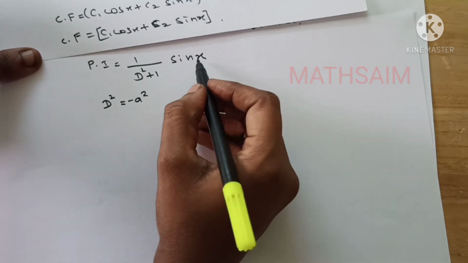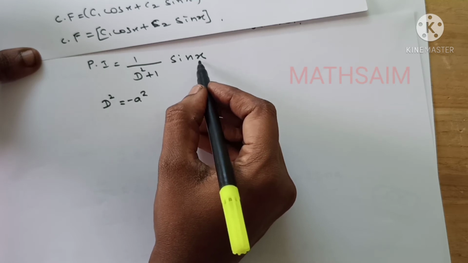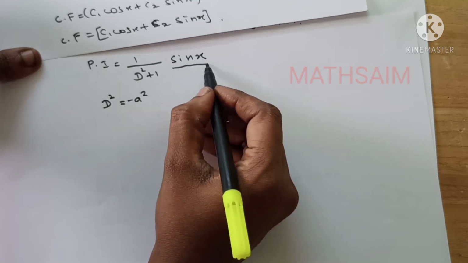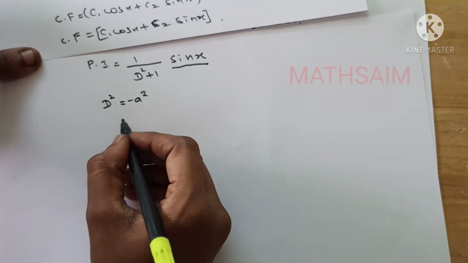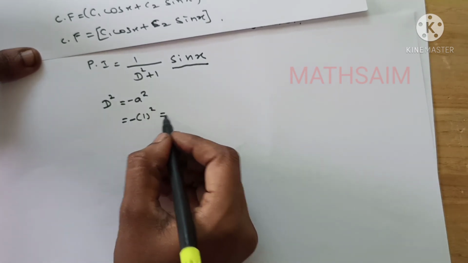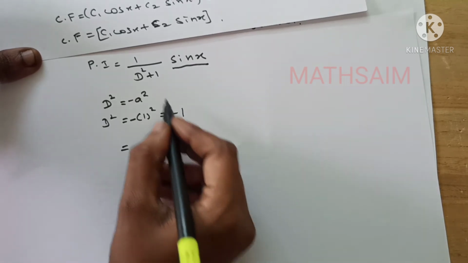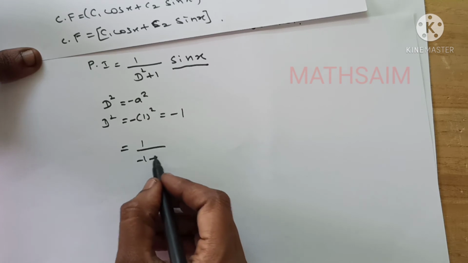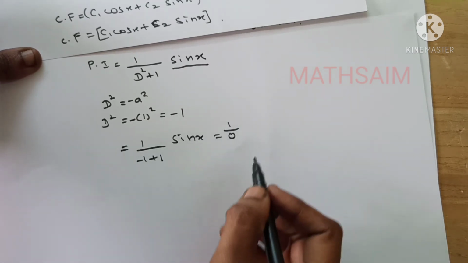Here the coefficient of x in the trigonometric term is a, and that is 1 here. So minus 1, the whole square, is going to be minus 1. Here D square is equal to minus 1, so now you substitute D square by minus 1. It is going to be minus 1 plus 1 into sin x. Now we are getting 0 in the denominator.